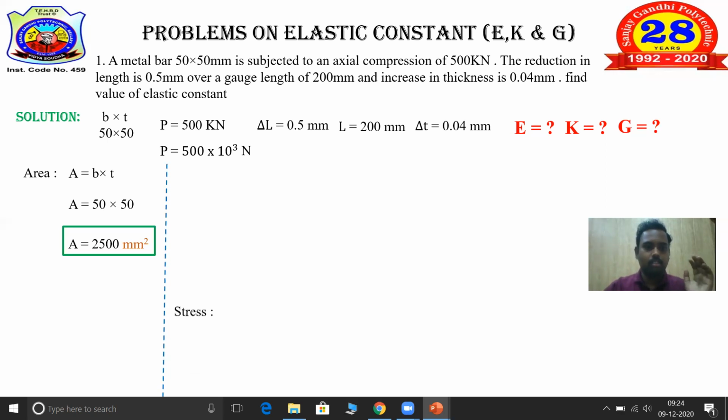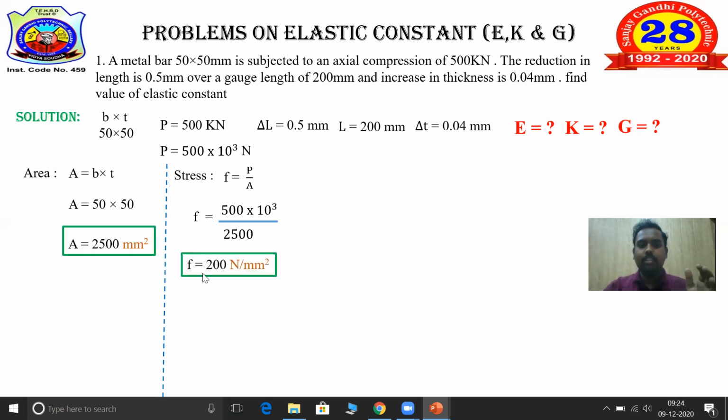Next is stress. The formula is F equals P by A. Just cross-check whether we can solve this formula or not. Is F given? No, it's unknown. What about P? P is given. What about area? Just now we have calculated it. Right now we have only one unknown, so we can solve this formula. Just substitute the values: F as it is, and in place of P, I'll put 500 into 10 power 3 Newton divided by area, which is 2500. On calculation, I get the value of F as 200 Newton per mm square. This is the value of stress.